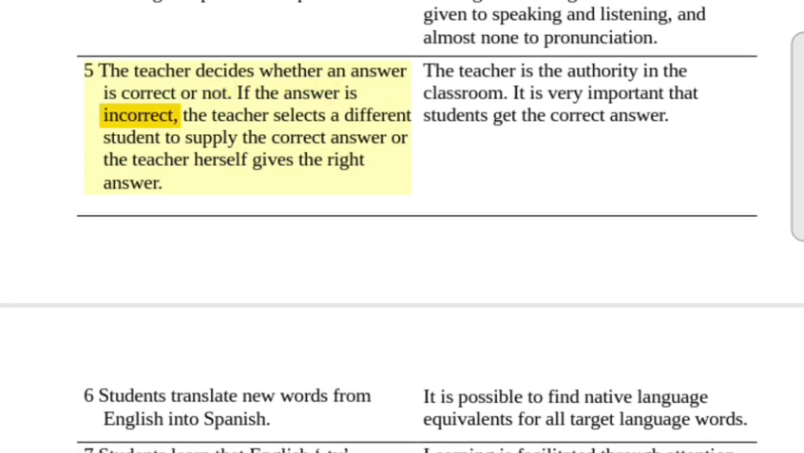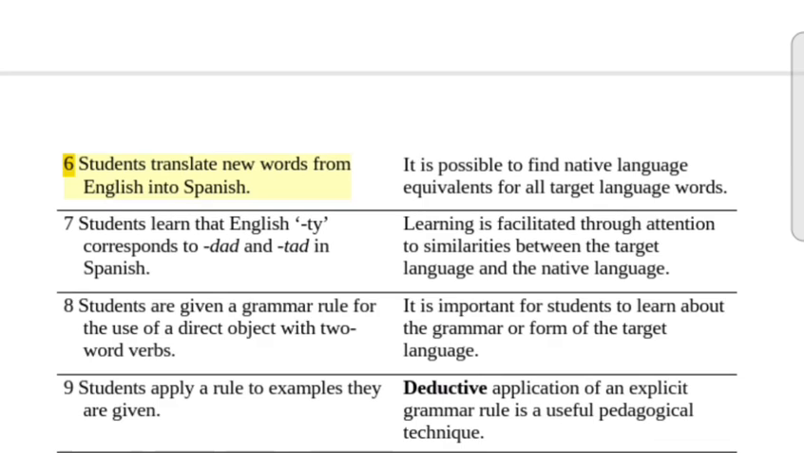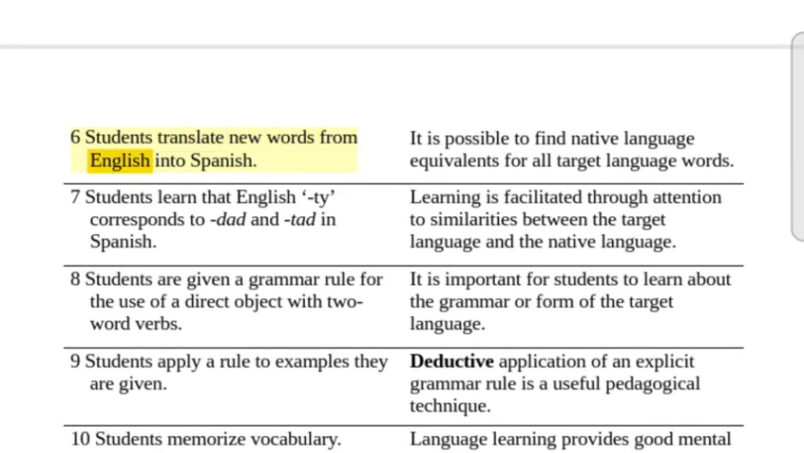If the answer is incorrect, the teacher selects a different student to supply the correct answer, or the teacher herself gives the right answer. The teacher is the authority in the classroom. It is very important that students get the correct answer. 6. Students translate new words from English into Spanish.